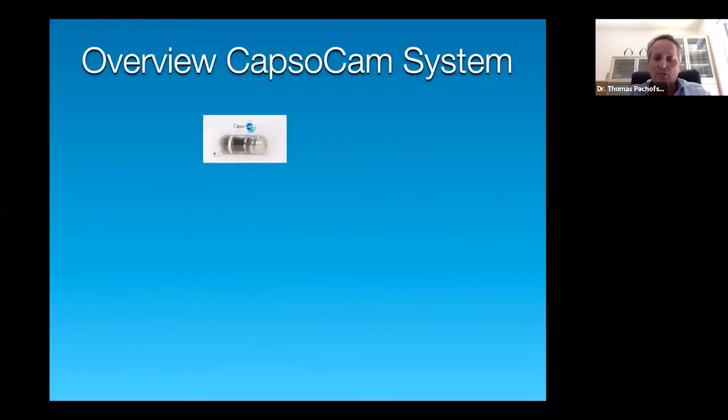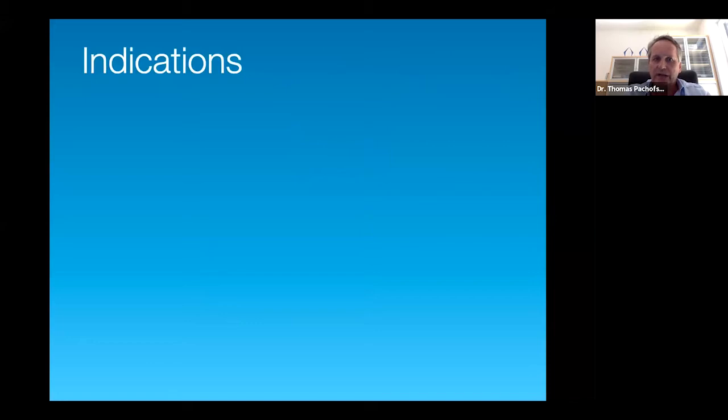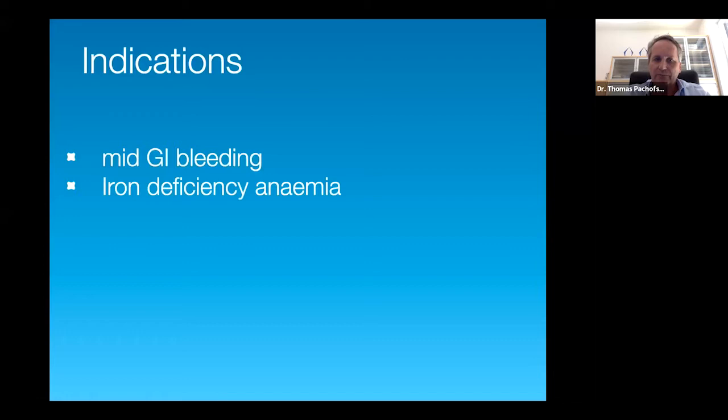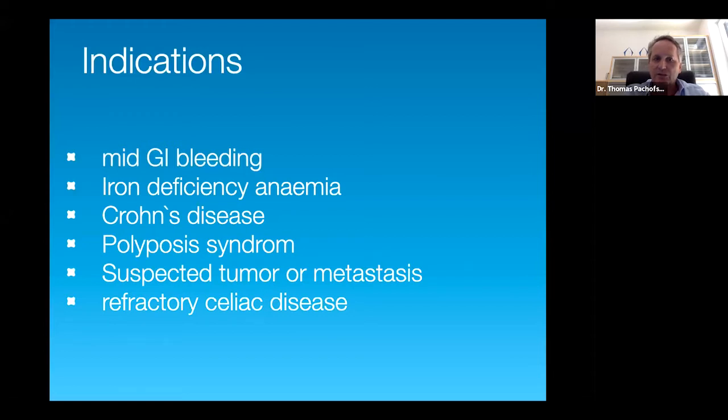What do we need more? We need a patient, and a patient with a good indication. So what are the indications for a capsule endoscopy? Mid-GI bleeding after upper and lower GI endoscopy, iron deficiency anemia after a total workup where you can't find the reason, a big issue Crohn's disease, polyposis syndrome, suspected tumor or metastasis, and refractory celiac disease. So a patient with one of these indications, and we can start.